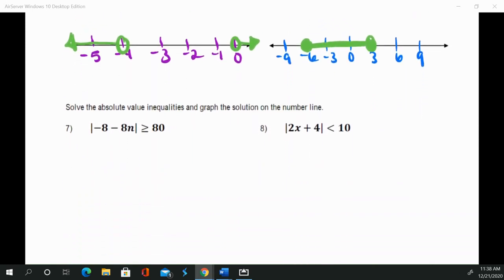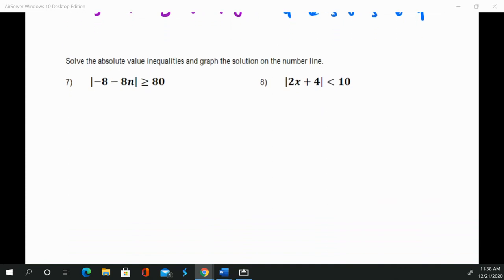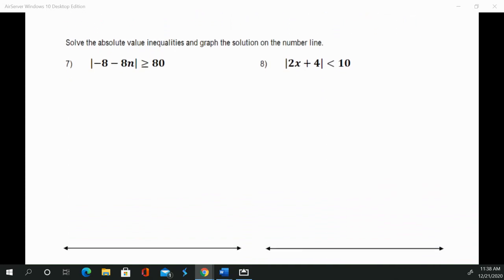The second day of review, we worked on absolute value inequalities. The first step for absolute value inequalities is to determine, is it going to be an AND compound inequality or an OR compound inequality? And we can tell by the inequality symbol. If it's greater than or equal to or greater than, it's going to be an OR inequality. Less than or equal to, it's going to result into an AND compound inequality.